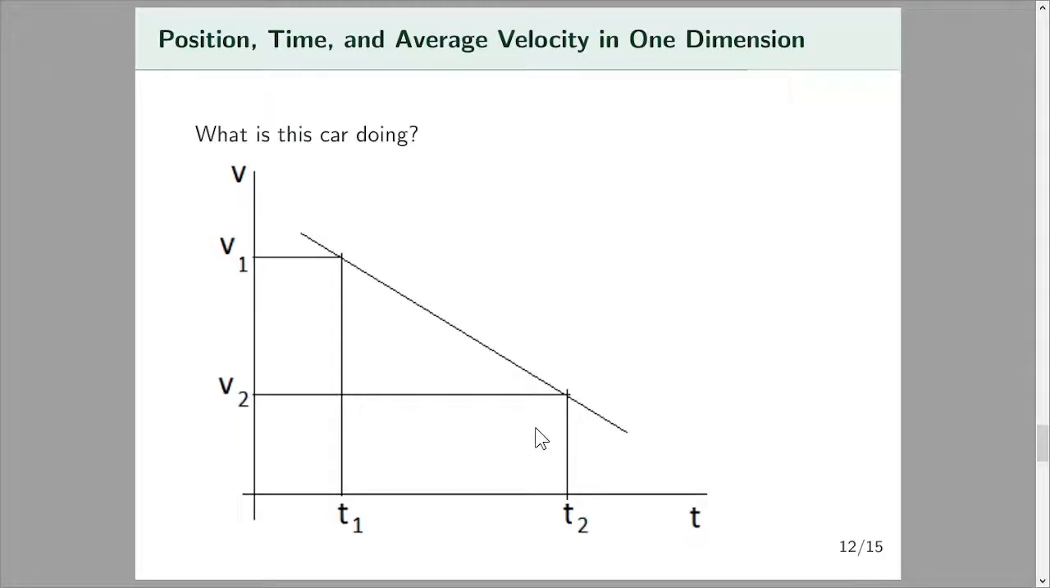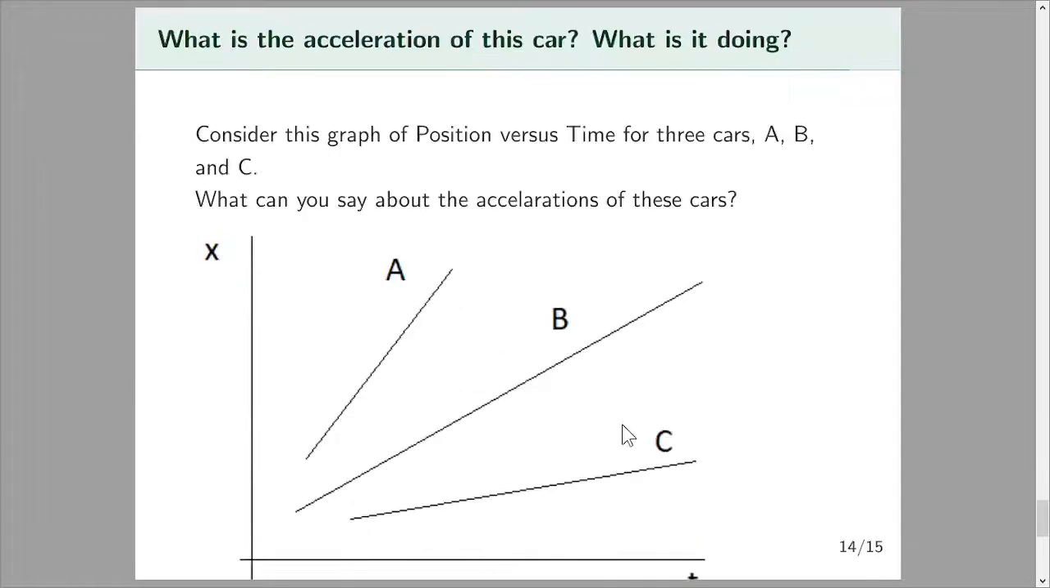So now what is this car doing? Hopefully you can see this car is slowing down. Its velocity is greater at v1 than it is at v2, and so it's got a negative acceleration. It's got a positive velocity and a negative acceleration, and so it's slowing down.